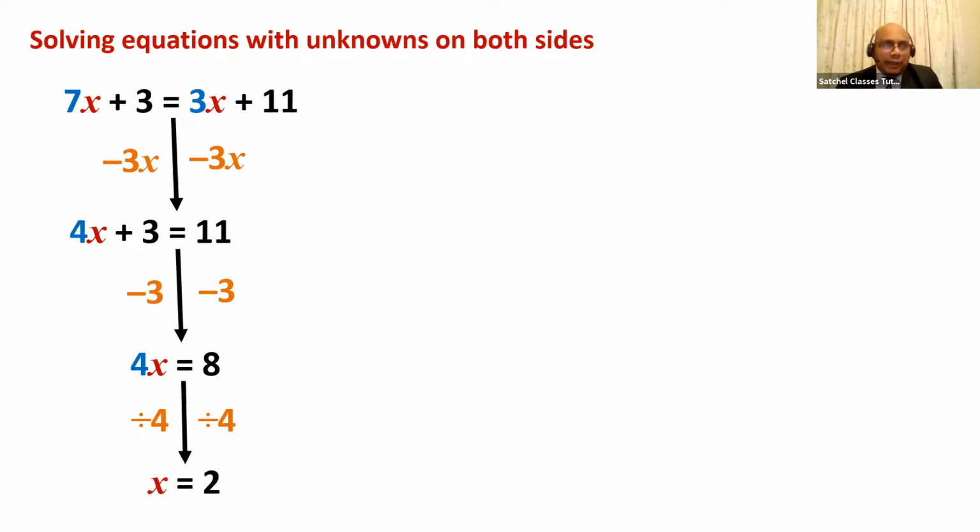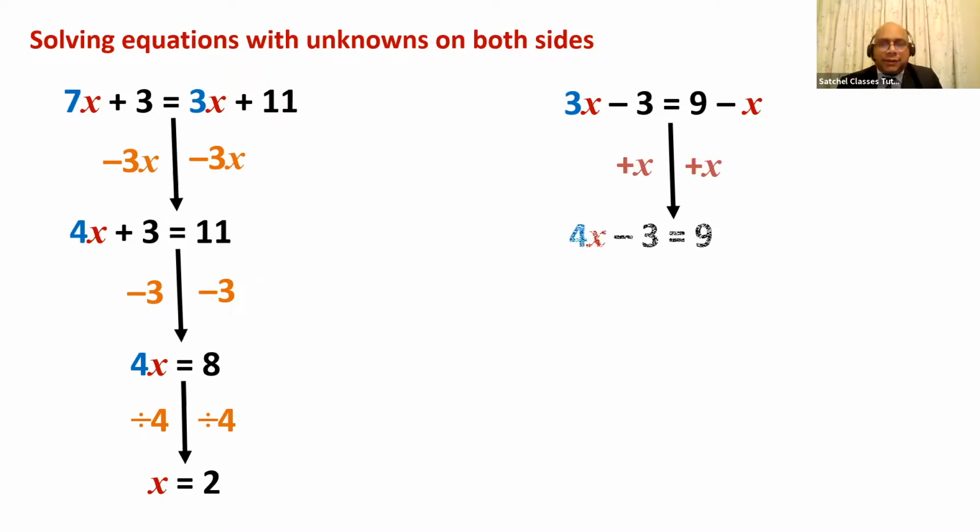So the idea being, if we have unknowns on both sides of the equal to sign, try to get all the unknowns on one side and all the numbers on the other side. Let's try that with this equation. 3x minus 3 equals 9 minus x. First step is to get the minus x on the right to the left. The inverse of minus x is plus x. So I do plus x on both sides of the equation. On the right, x will get eliminated. On the left, you'll have 4x minus 3 equals 9 on the right.